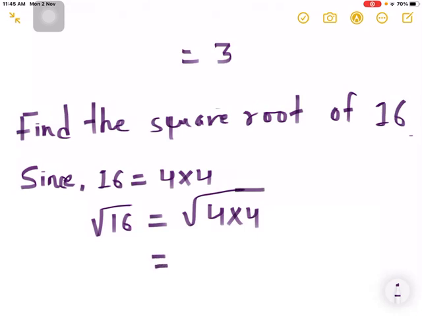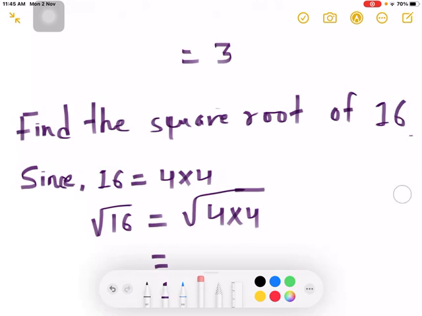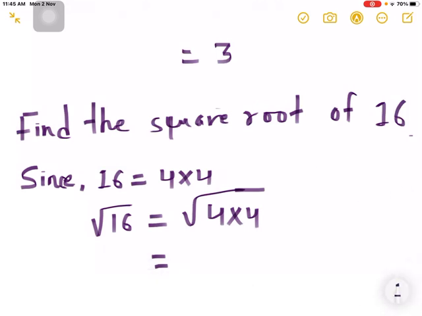Here 4 into 4 means 4 power 2 in exponential form, isn't it? 4 into 4 is the expanded form. So when we convert 4 into 4 to exponential form, it is 4 power 2. In this way, the power 2 and the square root cancel, so 4 is the answer. The square root of 16 is 4.